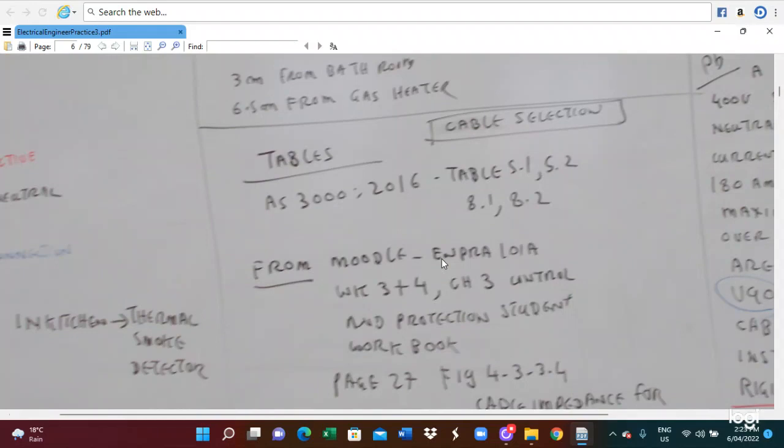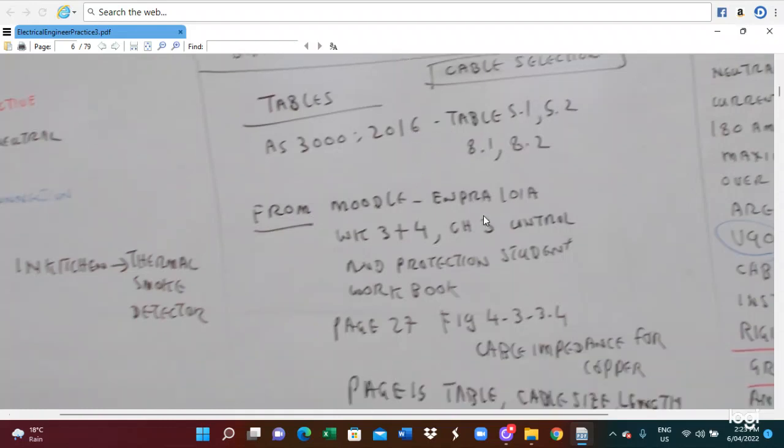So in this case, we have to utilize cable selection. So the AS/NZS 3008:2016, Tables 5.1, 5.2, 8.1, 8.2, those are the tables we have to utilize.